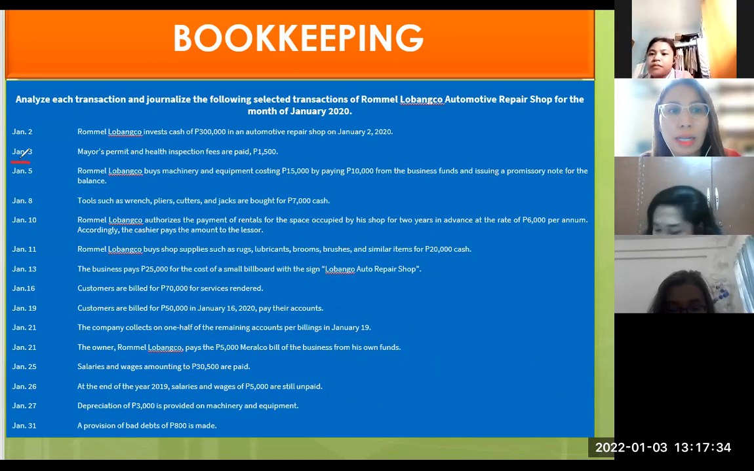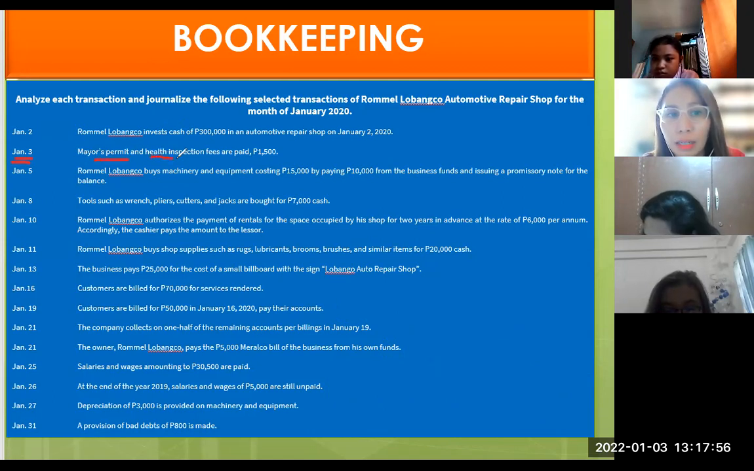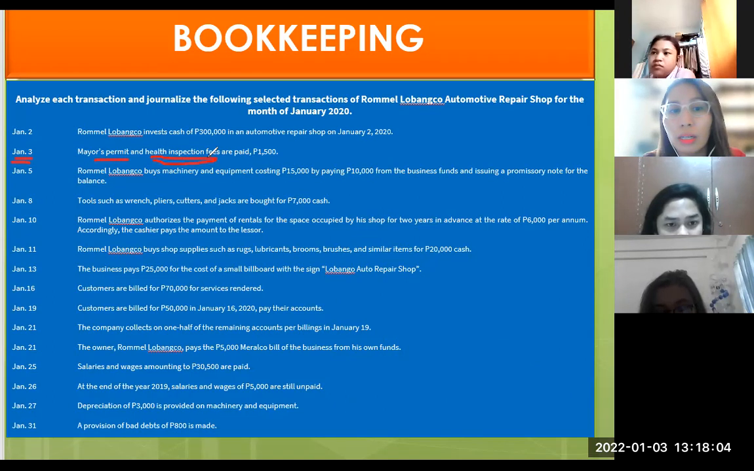Next, January 3 tayo. January 3. Mayor's permit and health inspection fees are paid, 1,500 pesos. Mayor's permit. So, let's analyze the transaction. Mr. Romel Lobanco paid mayor's permit and the other health inspection fee. Other fees, just like this one, yung health inspection, total amounting to 1,500 ang kanyang payment.